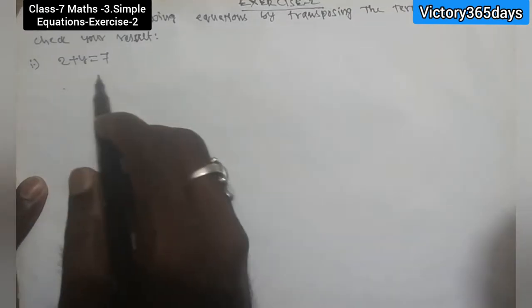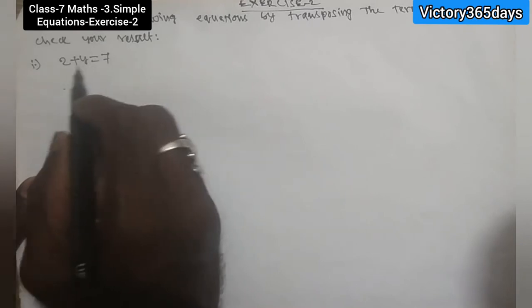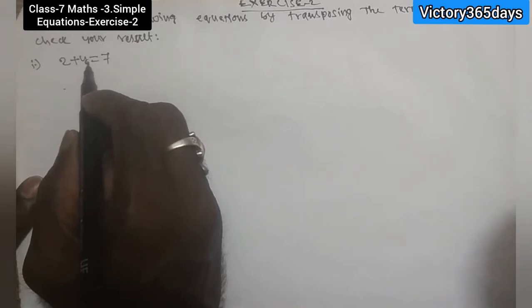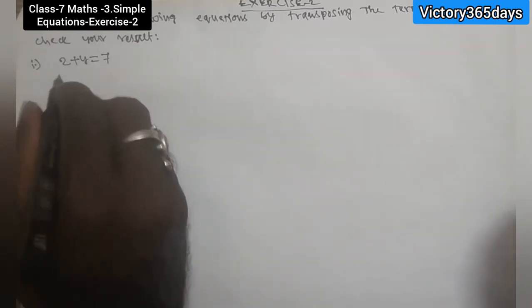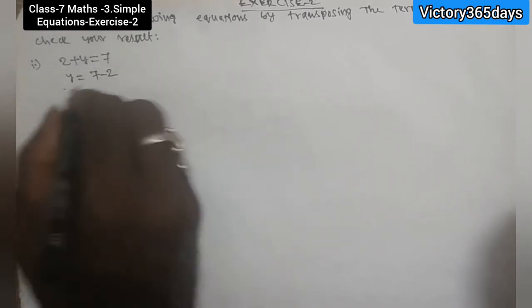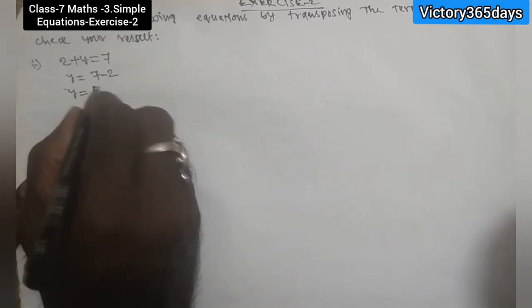Solve the following equations by transposing the terms and check your result. This problem also we are doing with the same process but by the transposing method. Before, we were doing without transposing. This is by transposing. Transposing means here 2 plus y equals 7 is given, but this 2 is transferred to the right hand side. Then we get the y value easily. So y equal to 7 minus 2. So what we get, y equal to 7 minus 2 equal to 5.